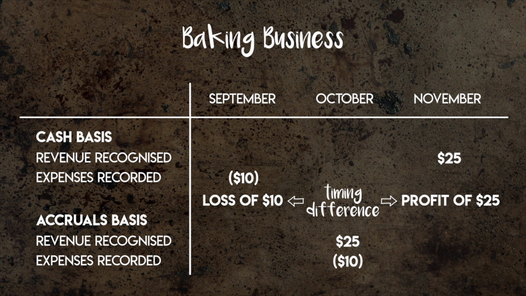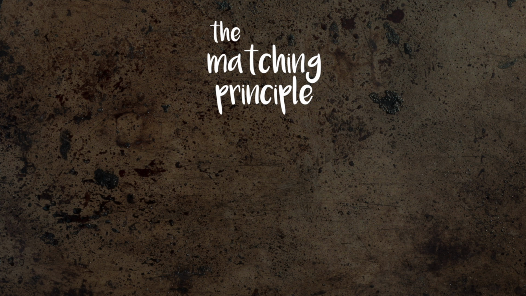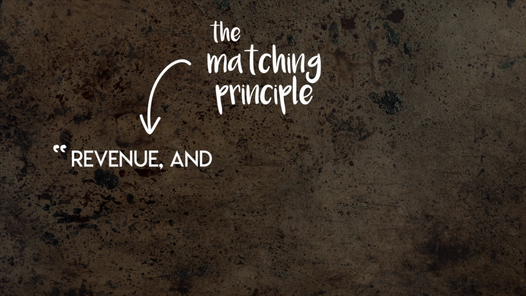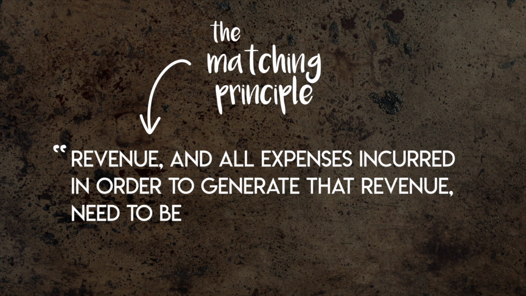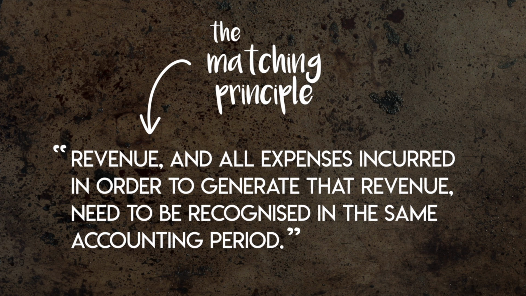However, the accruals basis of accounting neatly solves this issue for us. We record both the revenue and expense in October, so we can see the profit of $15 in October, just like you'd expect. Our revenues and expenses are aligned with each other in the same accounting period because in the accruals basis of accounting, we apply the matching principle. The matching principle simply states that revenue and all expenses incurred in order to generate that revenue need to be recognized in the same accounting period.